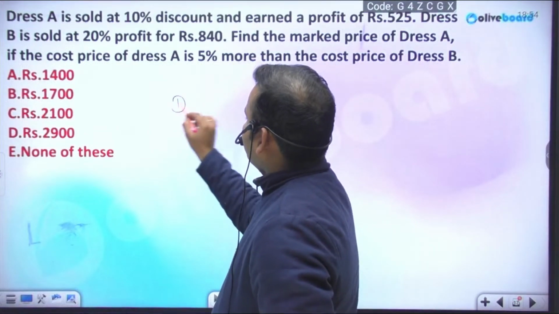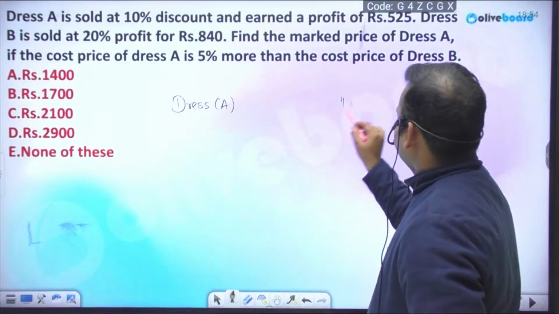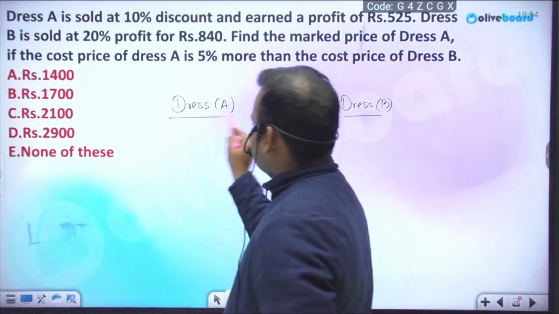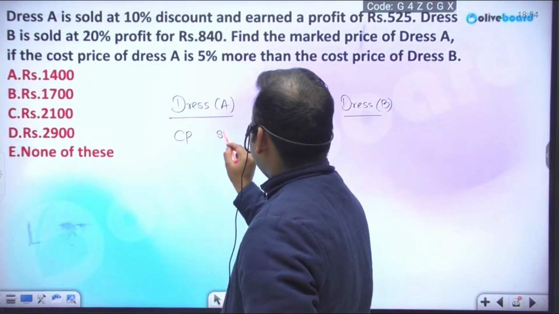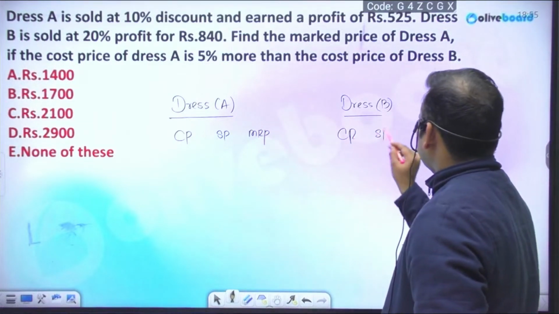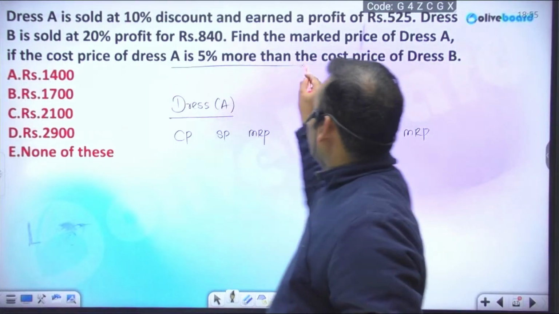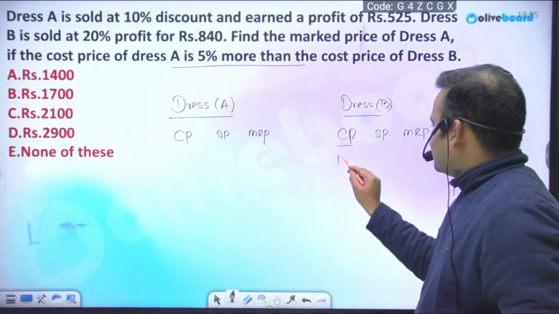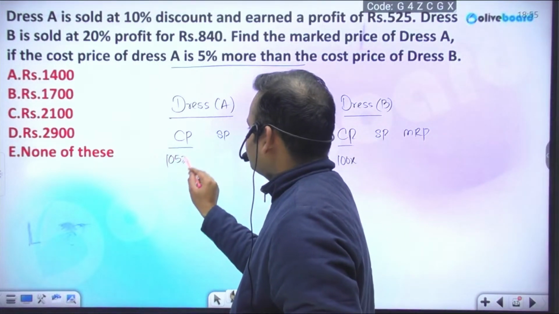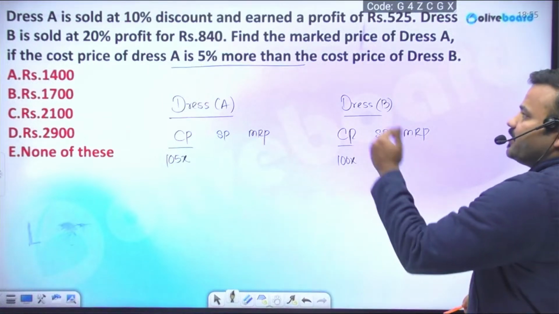So this is dress A and this is dress B. This is cost price and this is selling price and this is marked price for this particular value, and this is CP, SP and MRP for this. The question gives a link that the cost price of dress A is 5% more than the cost price of dress B. If this is 100x, this particular value will be 105x. The cost price of dress A is 5% more as compared to the cost price of dress B.